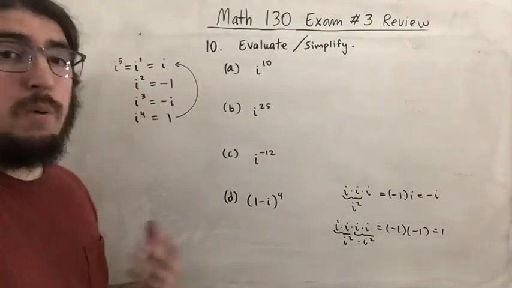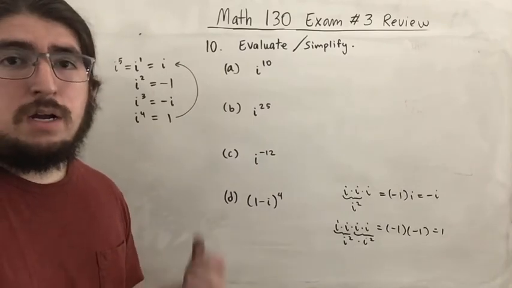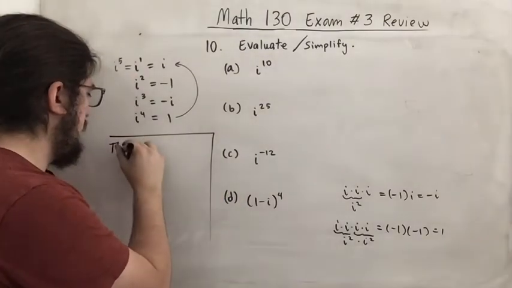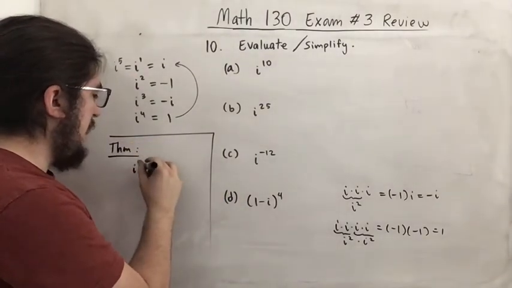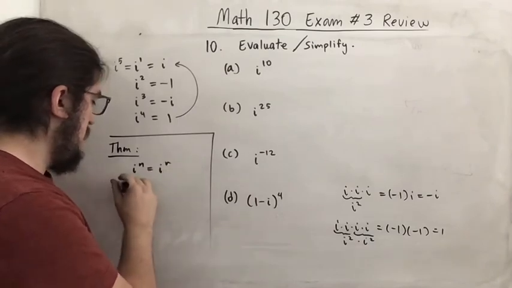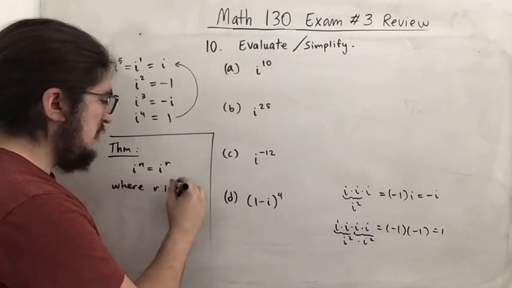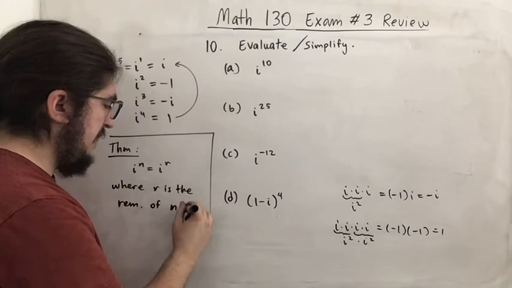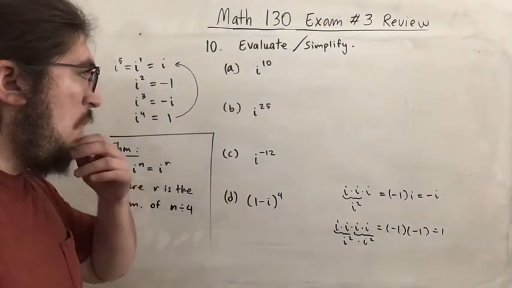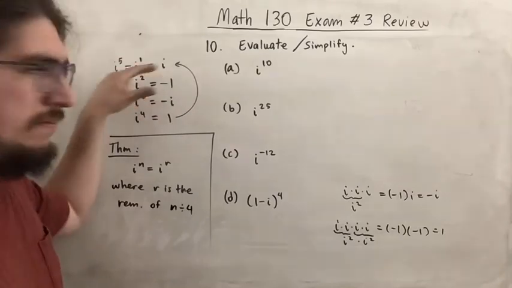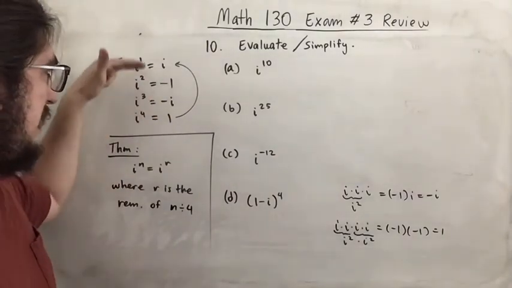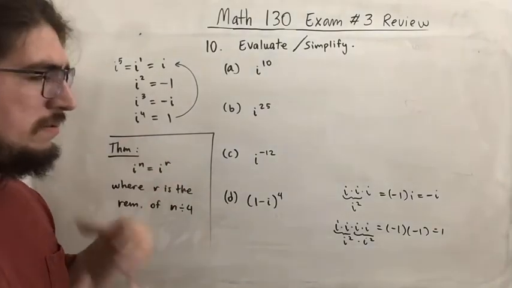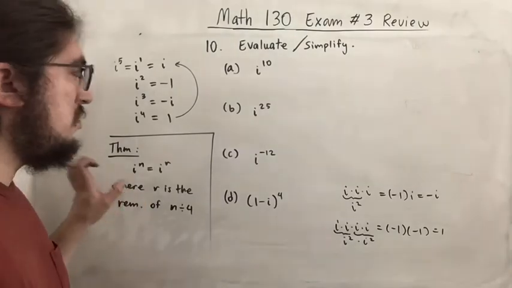And in fact, really a quick way of doing these is just to notice the remainder when dividing the power by 4. So in fact, I can write a theorem here that i to any power n is equal to i to the r, where r is the remainder of the division n divided by 4. Now why that is has to do with this cyclic repetition pattern of powers of i. And you think about it for a moment, and the more you think about it, the more different ways you try to do it, the more this will make sense.